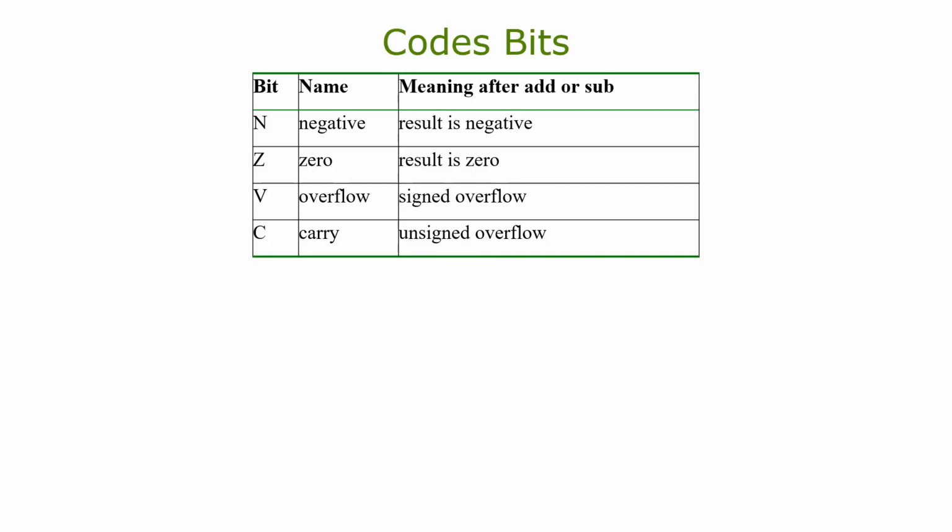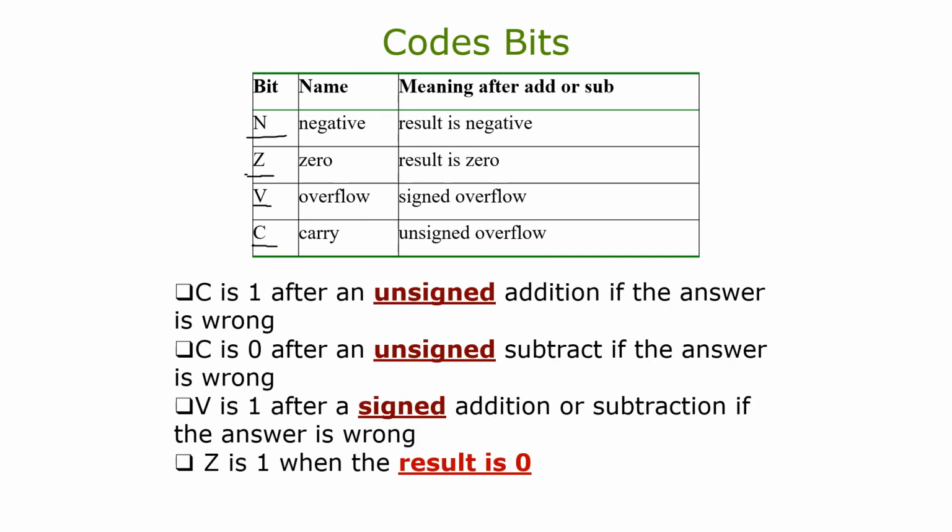Recall that in the previous lecture we briefly discussed the role of the code bits, and here we're going to discuss them in a bit more detail. There are 4 code bits: the negative, 0, overflow, and carry. So first look at the C bit. The carry bit is set equal to 1 after an unsigned addition, when the unsigned addition outputs a wrong answer, and it is 0 if the unsigned subtraction yields a wrong answer.